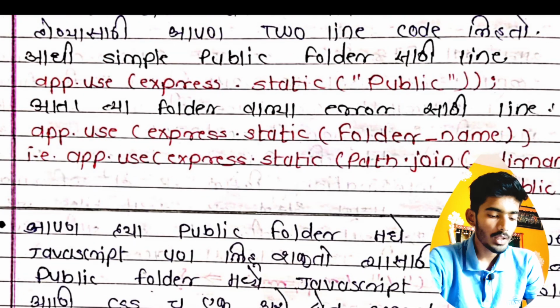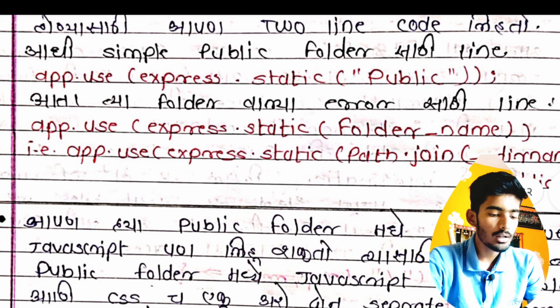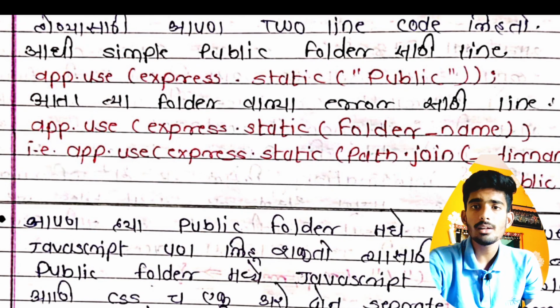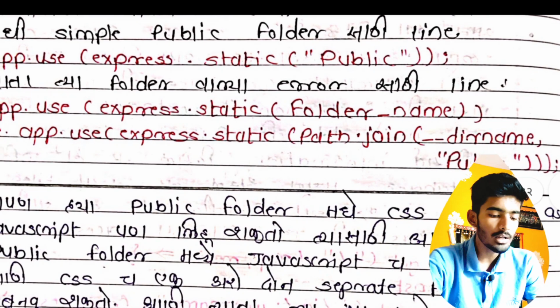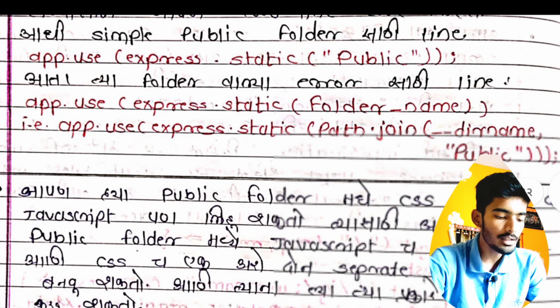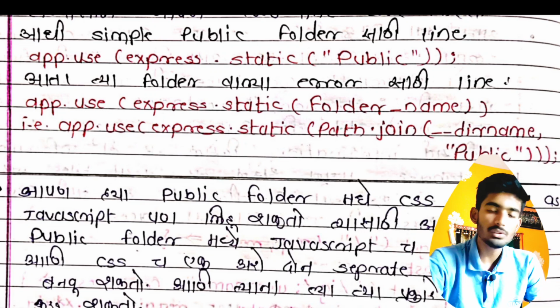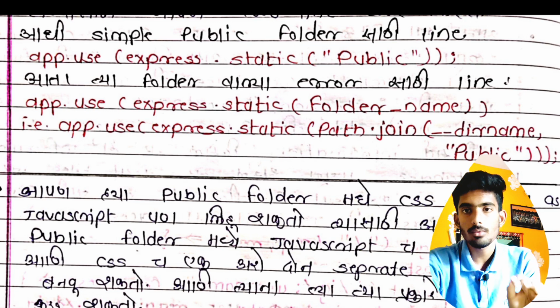This is to access the public folder, and if you want to access that public folder from any location of your directory, then you have to use app.use express.static path.join directory name is equal to public. Okay, so this is the single line. If you want to take a screenshot, you can, and we are going to use all these lines in our upcoming project.